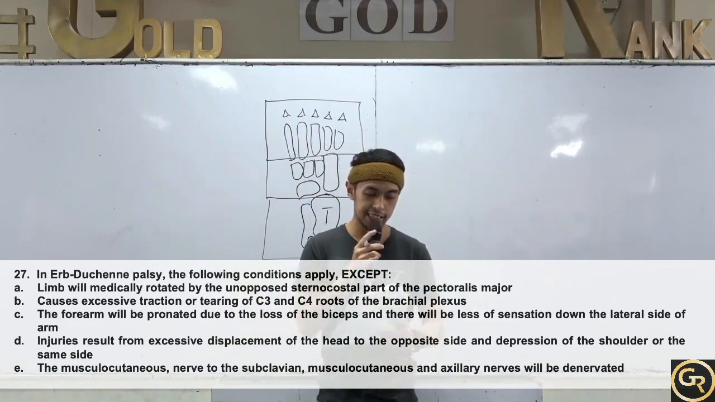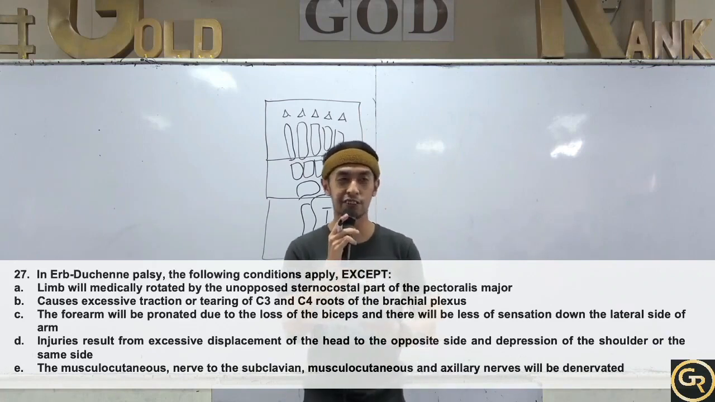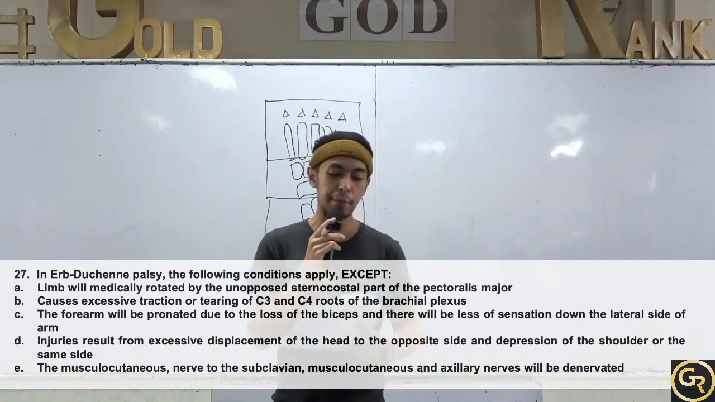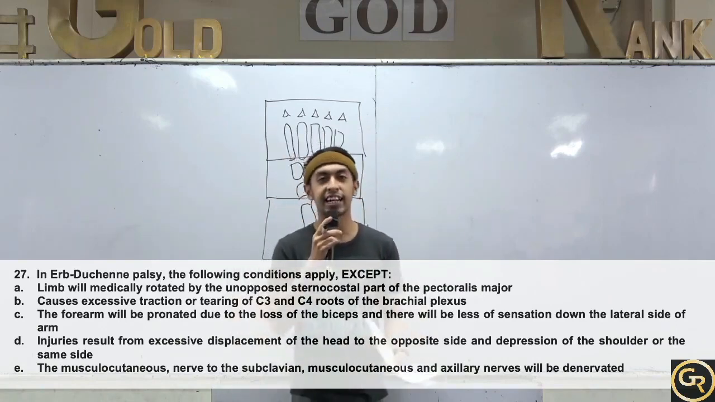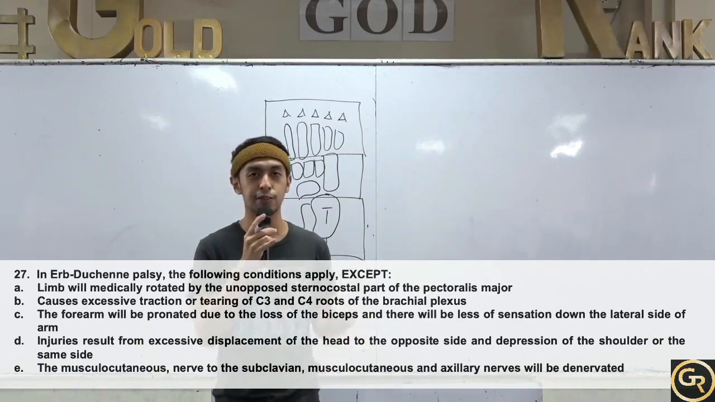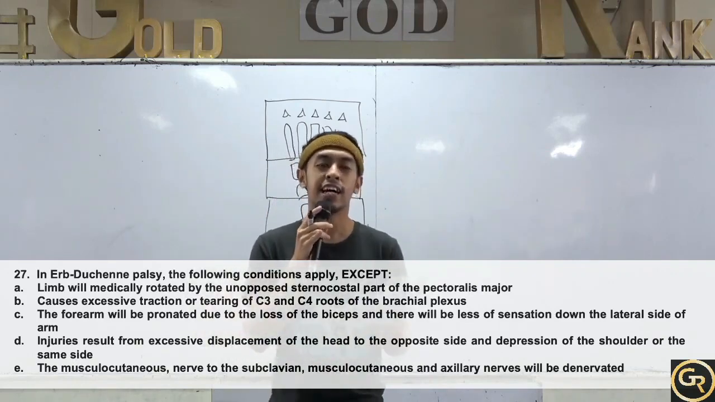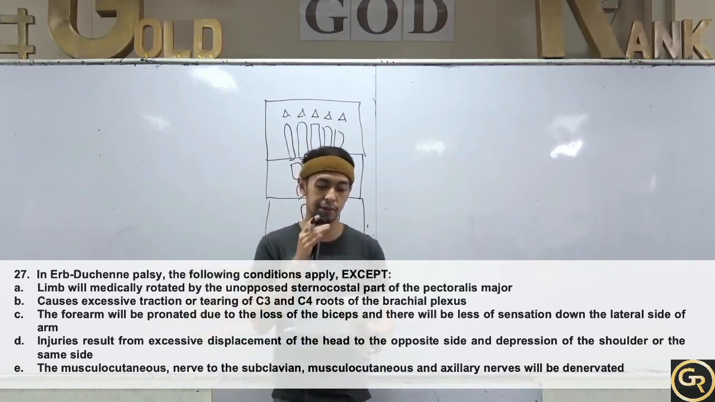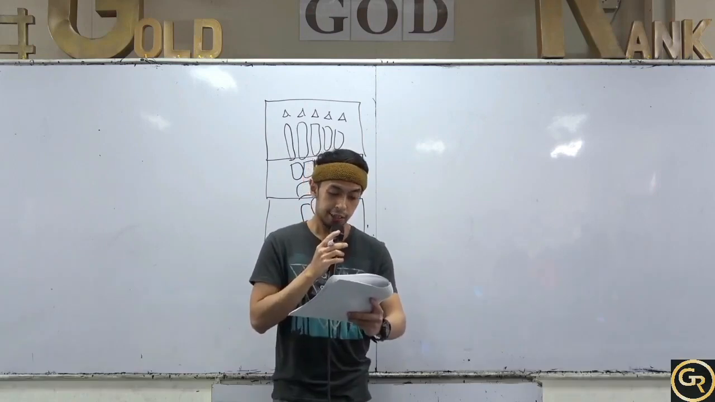Sino pong namali? It's letter boy. Masyadong tumaas. C3 and C4 roots daw ang naapektuhan. So, therefore, ang mali po dito is letter boy. It should be again C5 and C6. Okay, the upper roots of your brachial plexus or the mid-cervical region of the body. Okay, so letter boy.